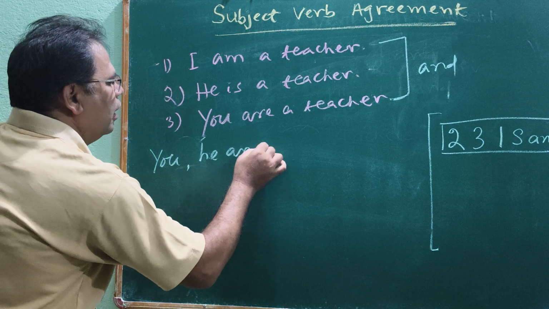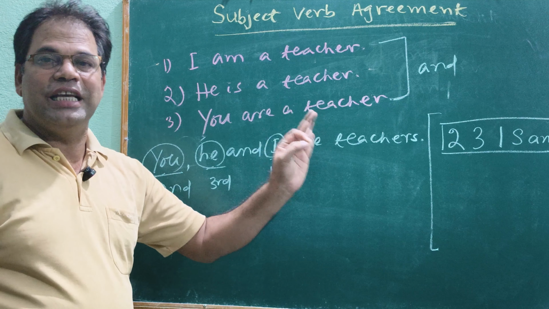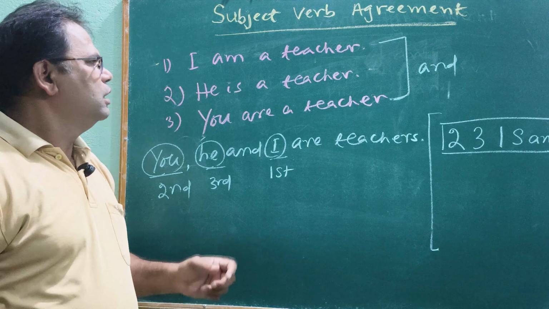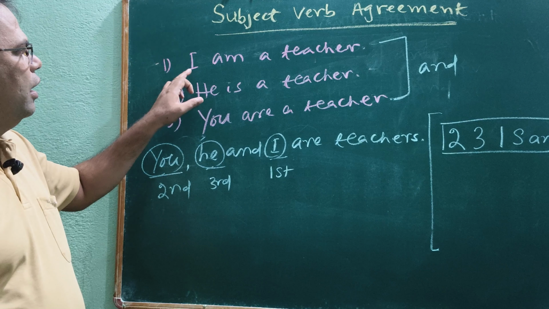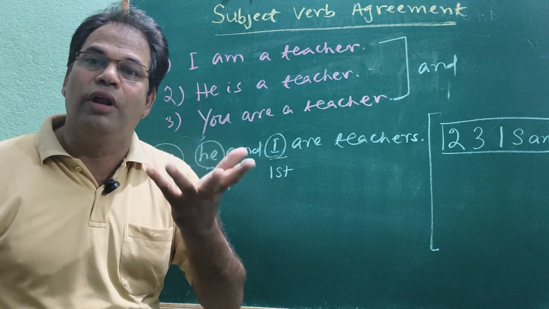Okay, so if the first person is not there, you and he. If the third person is not there, you and I. If the second person is not there, he and I. So, do you understand this formula? This is specially for singular. Now, your question may arise, sir, if these pronouns are singular, what if these are plurals? Now go to the plural pronouns as subjects. Okay? So, I may write here.